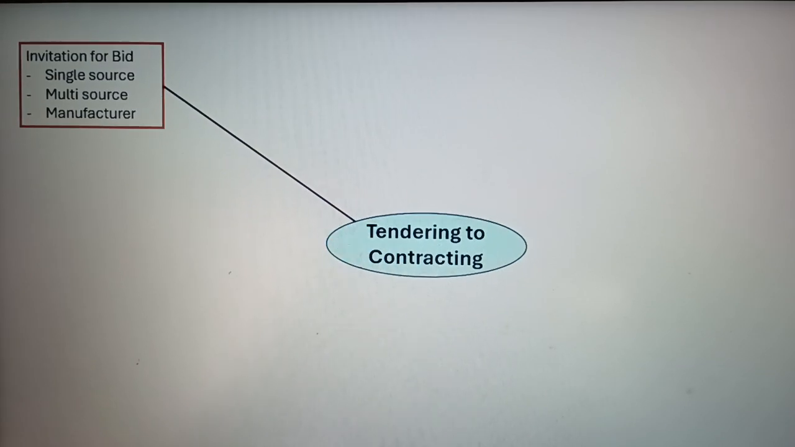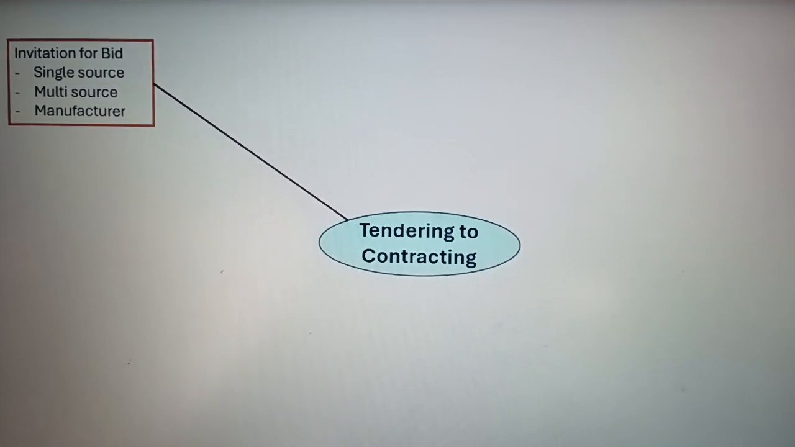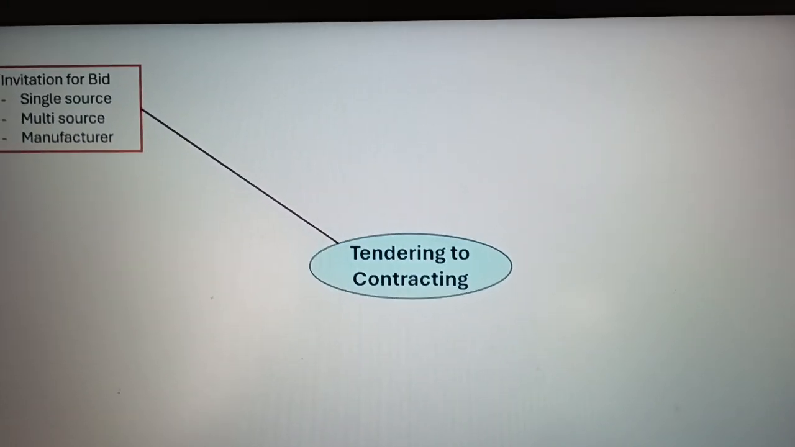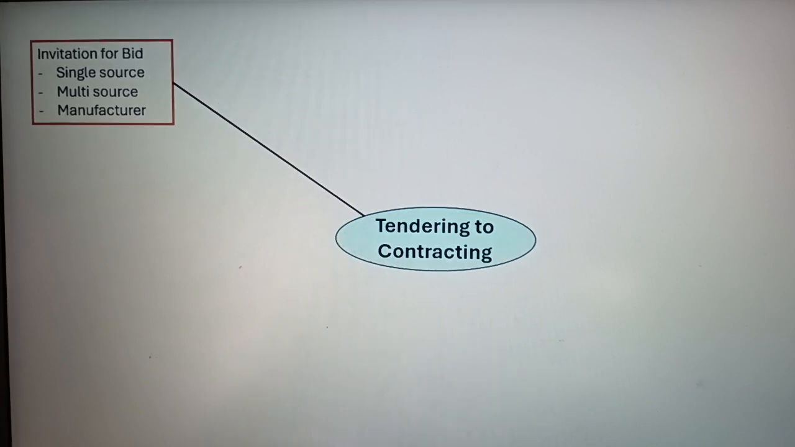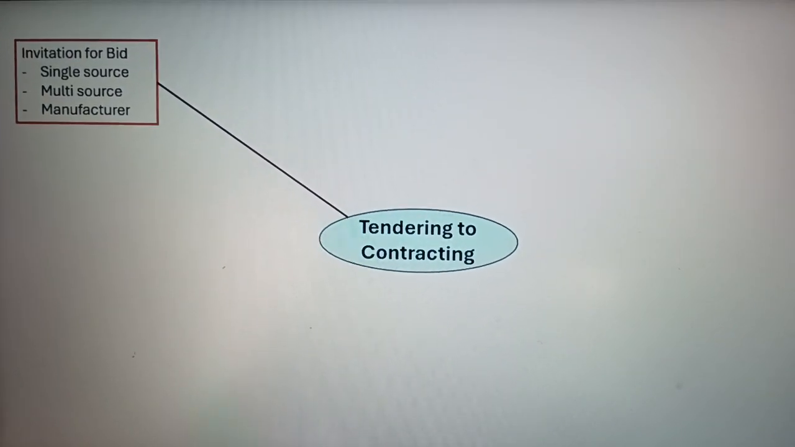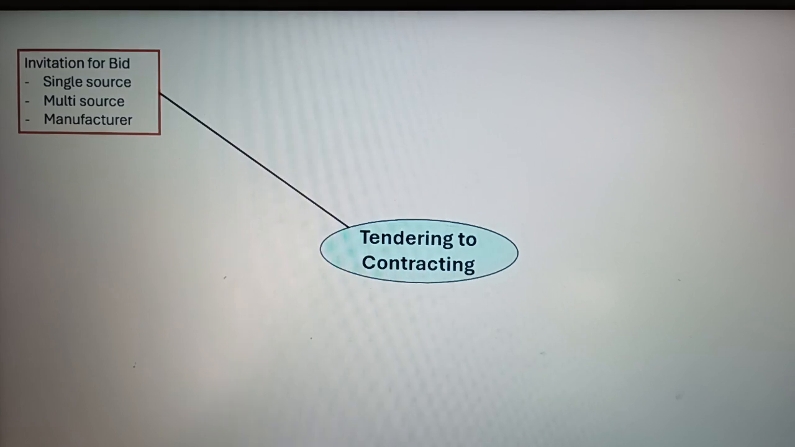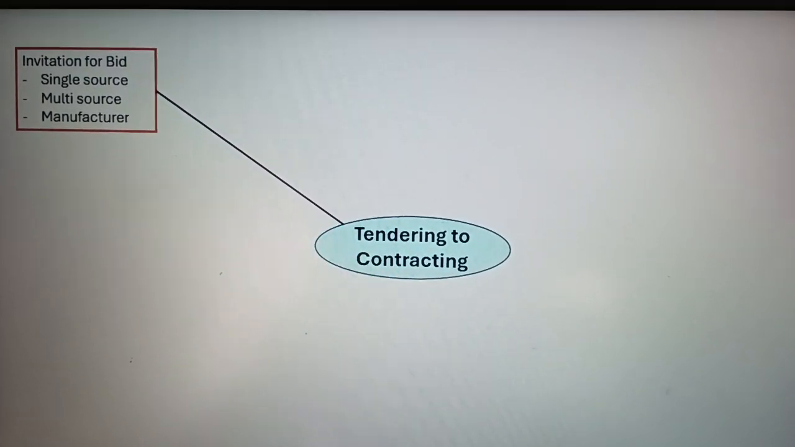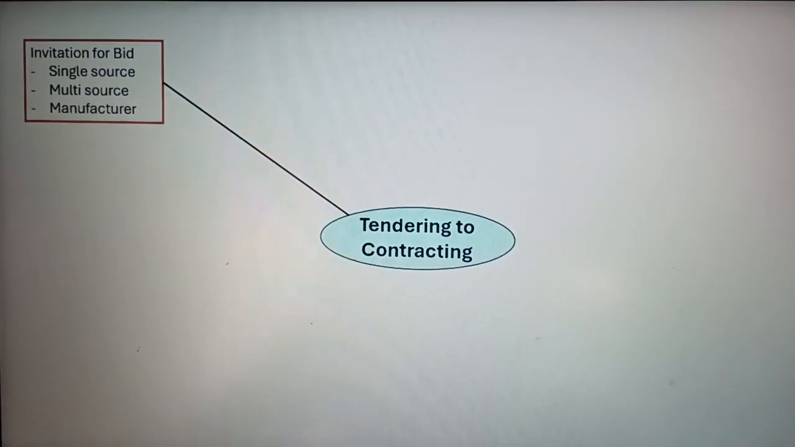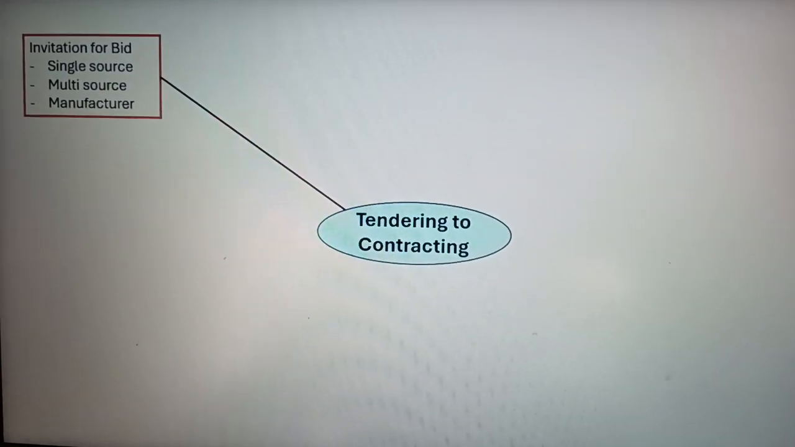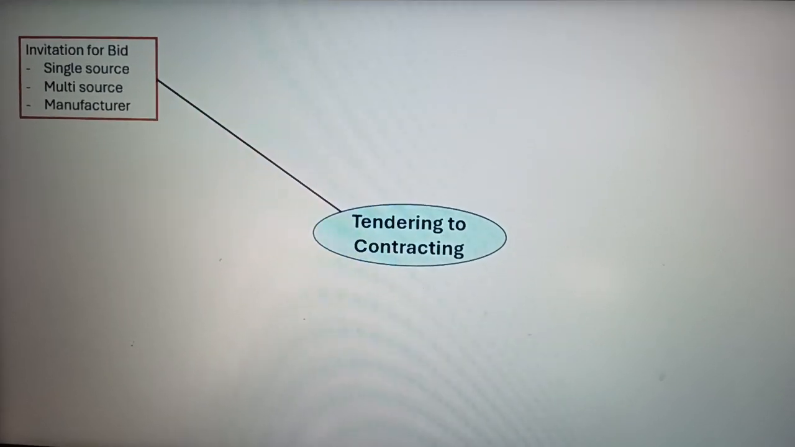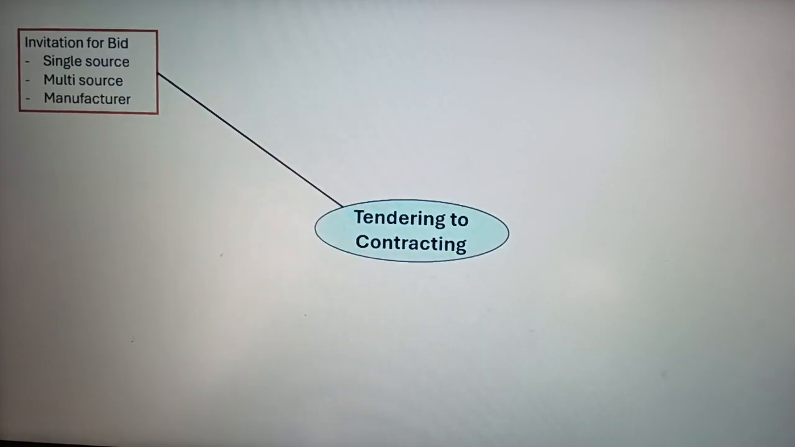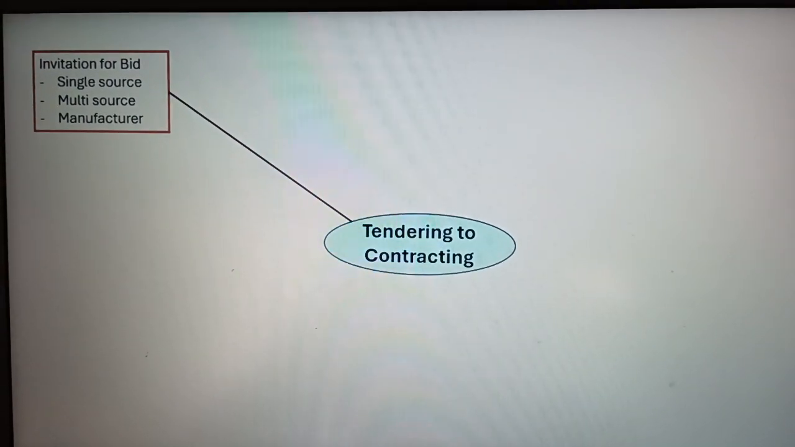In the commercial bid, there are a number of items. The first one is SOR, which is called schedule of rates. Number two, GCC, general conditions of contract. Number three, SCC, standard conditions of contract. Number four, commercial deviations.